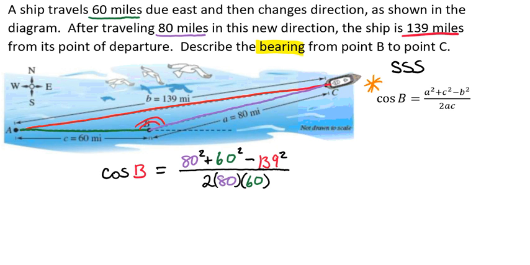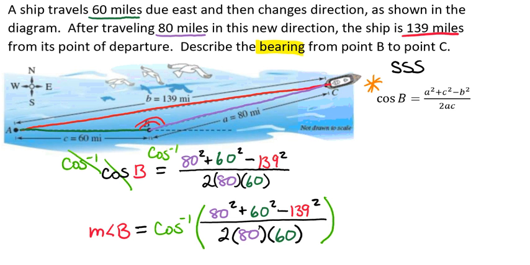In order to do that, we're going to take the inverse cosine of both sides to eliminate that cosine. And so that's going to give us, the measure of angle B is the inverse cosine of 80 squared plus 60 squared minus 139 squared, all divided by 2 times 80 times 60. So we plug that into our calculator, and that's going to tell us that we have an approximate answer of 166.15 degrees.